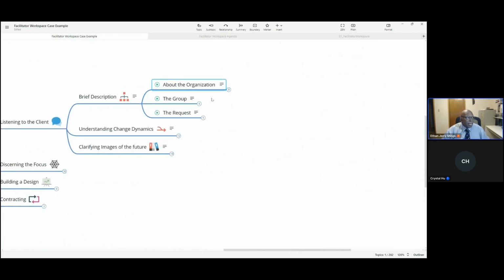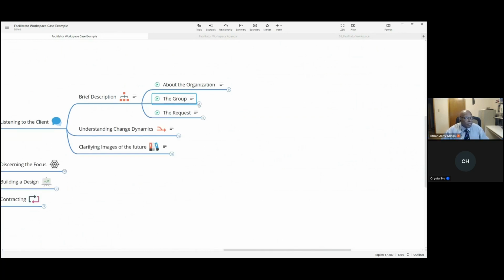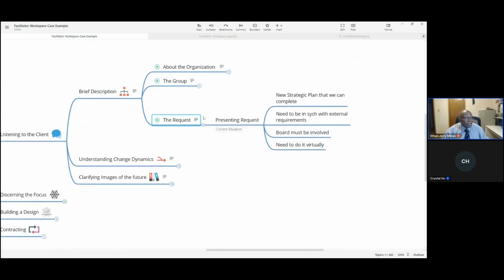Then you notice from that same analysis, we can talk about the group, and we find out there's 5 partner agencies that are involved with this agency. And the senior team and the staff of about 10 people need to be involved in this participatory work. And then we get to the request. This is what they're requesting: a new strategic plan.